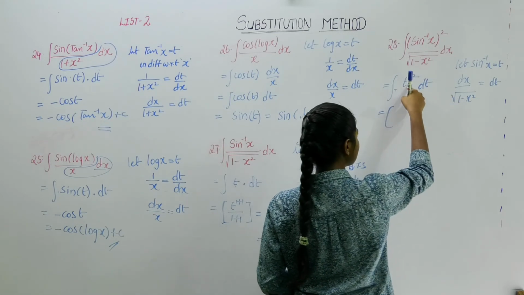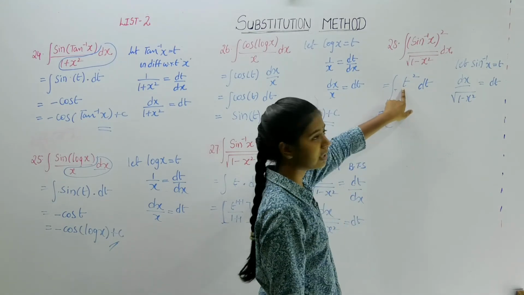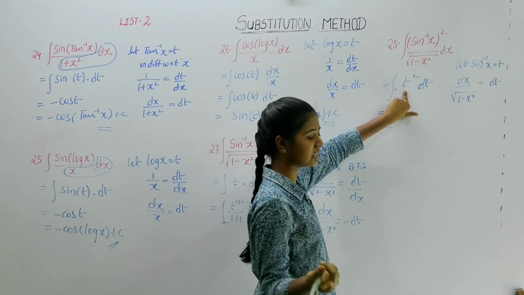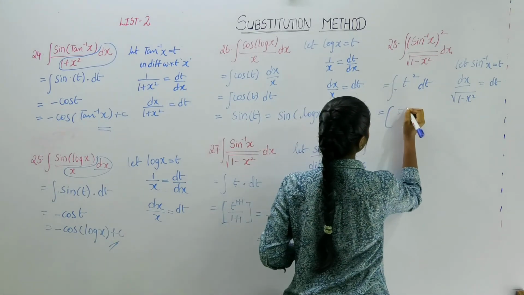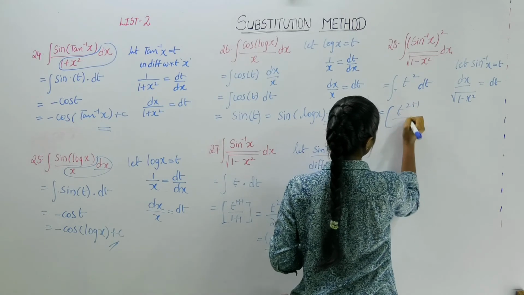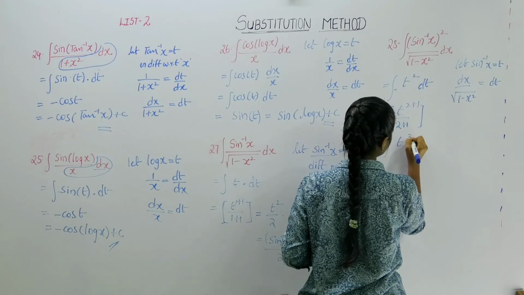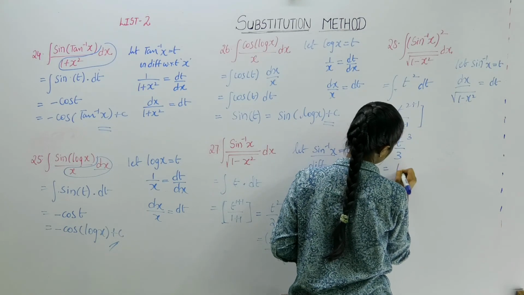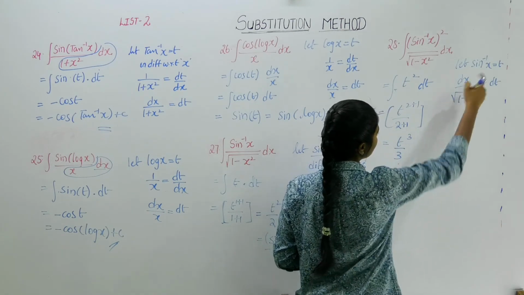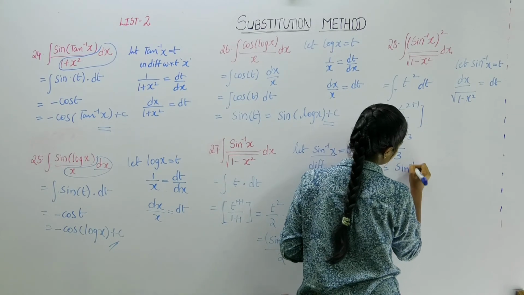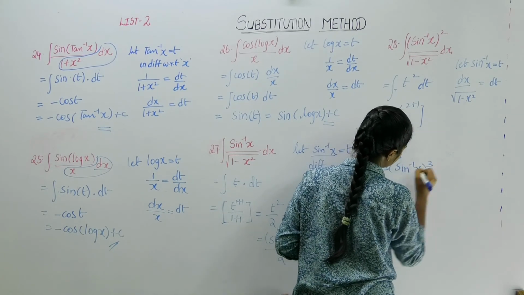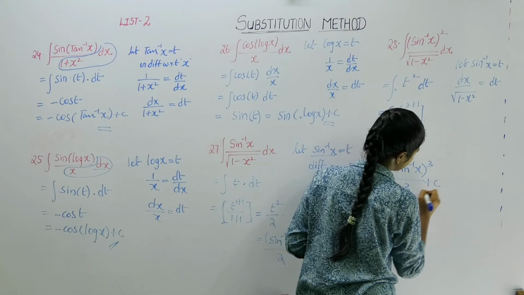For integral t square dt, it is similar to integral x power n dx. That is t power 2 plus 1 by 2 plus 1. It is equal to t cube by 3. Now substituting the value of t, that is sin inverse x whole cube by 3 plus c. This is the final answer.